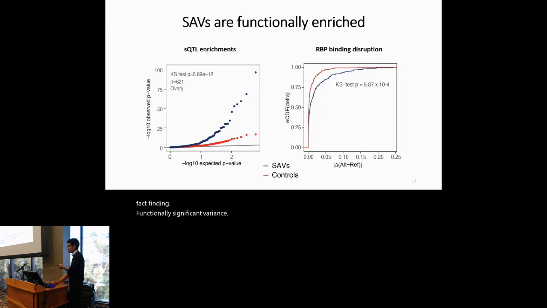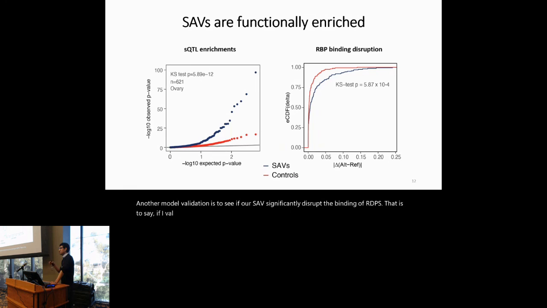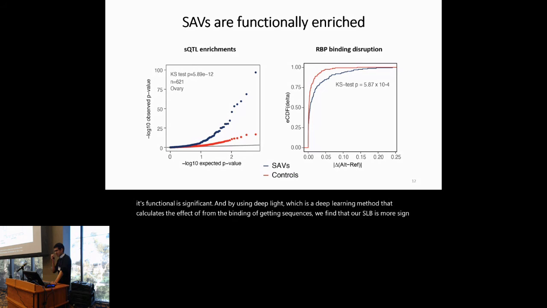Another mode of validation is to see if our SAVs significantly disrupt the binding of RBPs. That is to say, if introducing a new allele disrupts the binding motif of a protein, then that suggests that it's functionally significant. By using DeepRiPe, which is a deep learning method that calculates the effect of an allele on the binding of RBPs given sequences, we find that our SAVs more significantly disrupt the binding of RBPs. Once again, suggesting they are functionally enriched.